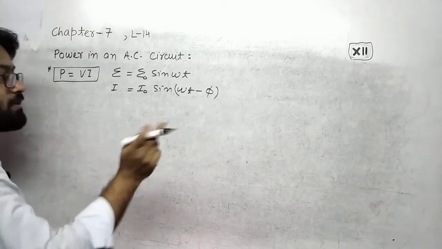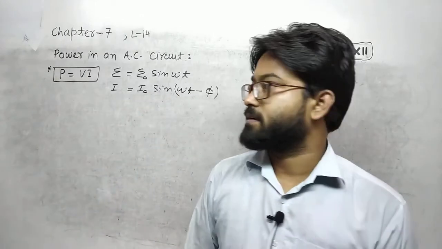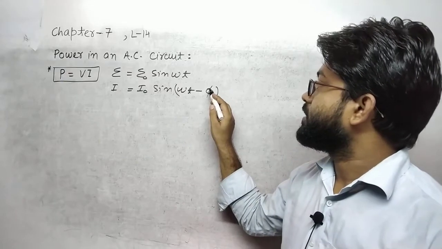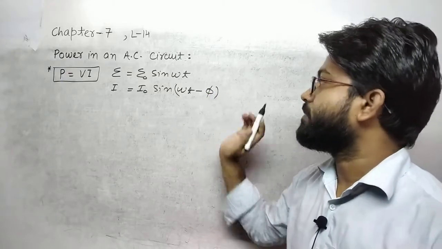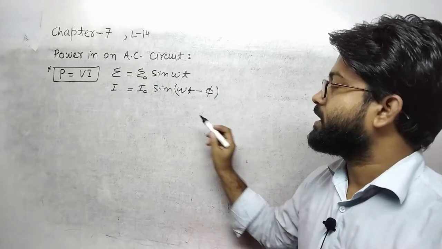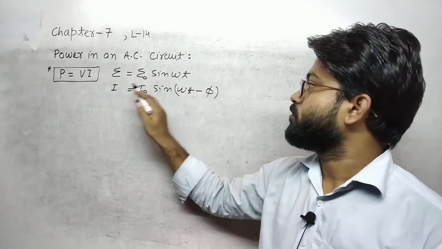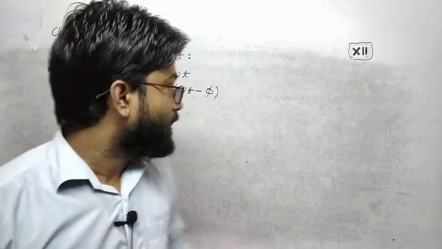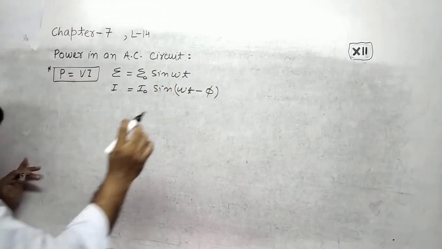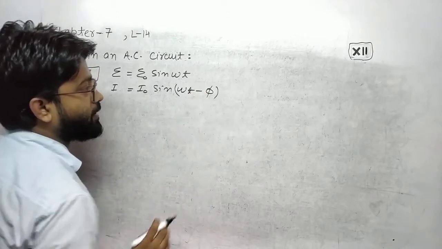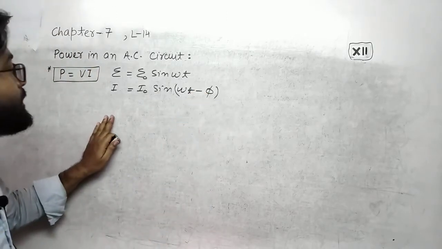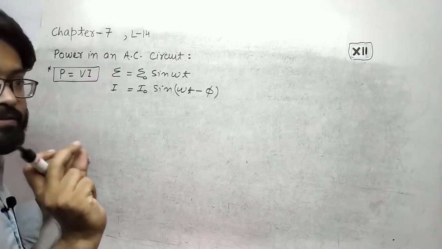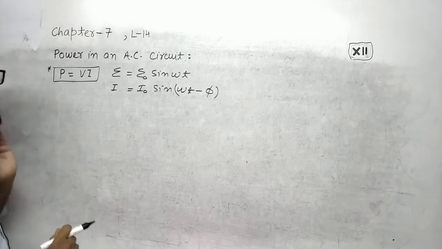In other cases, in an LR circuit, LC circuit, and LCR circuit, it may be some phi, plus phi or minus phi. In general, we will take E equals E naught sine omega t, I equals I naught sine (omega t minus phi), which means current and EMF have some phase difference. It may be positive or negative, whatever.